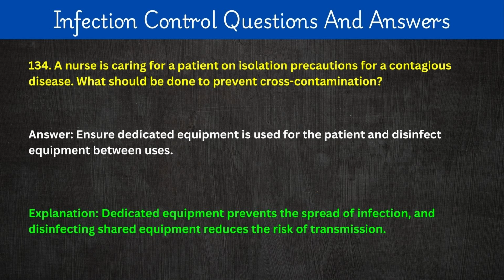134. A nurse is caring for a patient on isolation precautions for a contagious disease. What should be done to prevent cross-contamination? Answer: ensure dedicated equipment is used for the patient and disinfect equipment between uses.